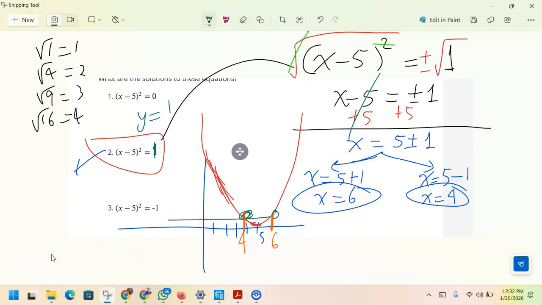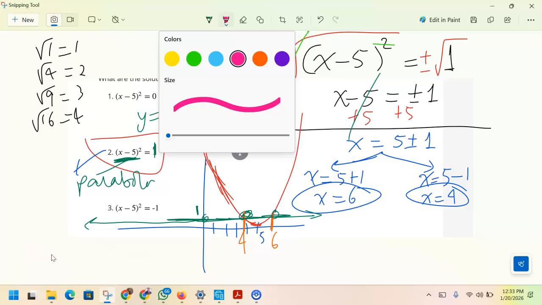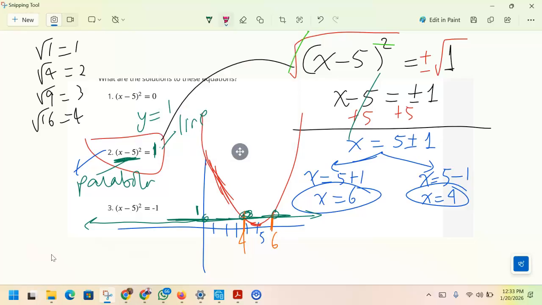Okay, so the green color is the line which is y equals 1. So it's a horizontal line through 1, and you'll see the red graph, the parabolic shape. This equation is the parabola, and this is a line. So both the line and the parabola cross each other at 2 points, this one and this one. See those 2 points at x equals 4 and x equals 6, right?